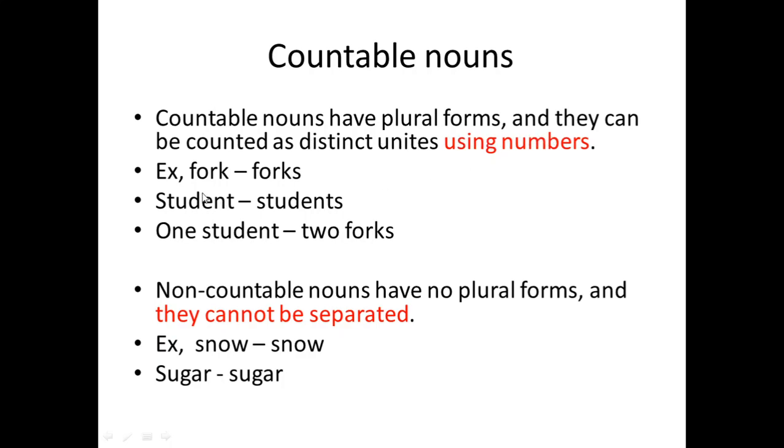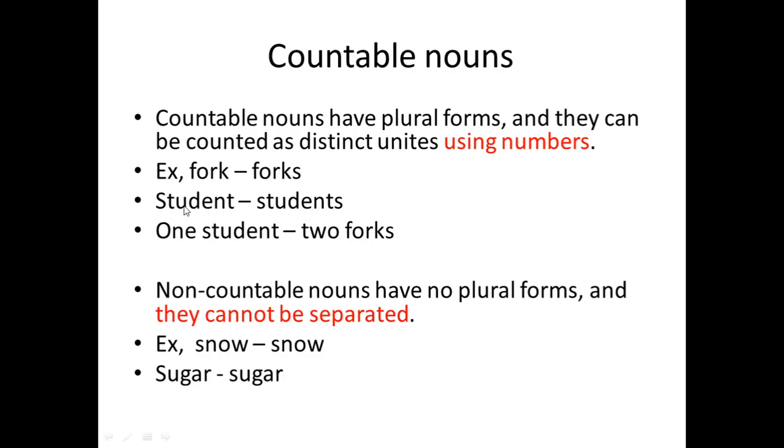So for example, fork is a countable noun. How do we know? Because we can say 2 forks, 3 forks, 5 forks, and we can actually pluralize fork by saying forks. So we added numbers to the word, and we can say 2 forks, 3 forks, because we can count it, right? So therefore, it is a countable noun.